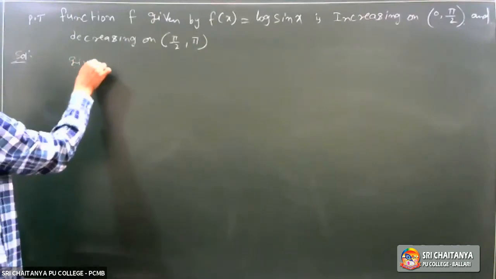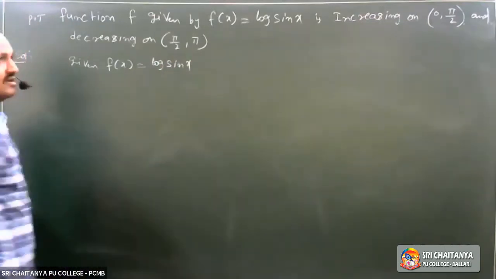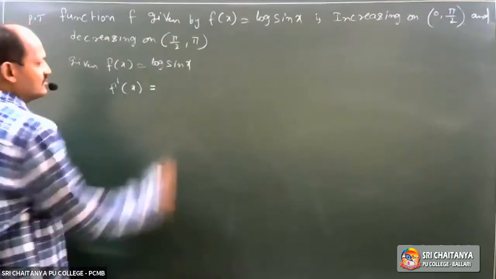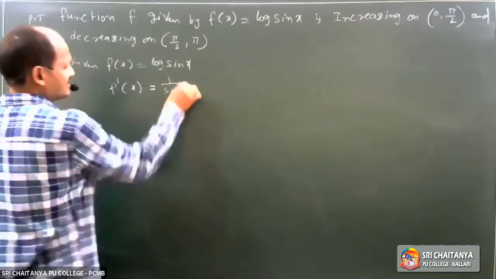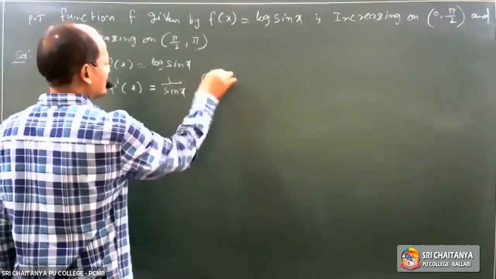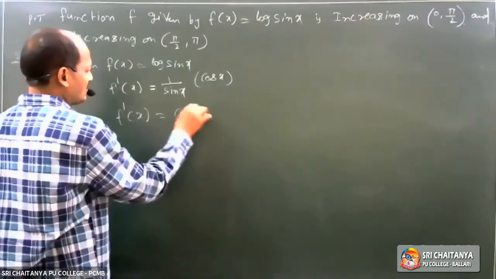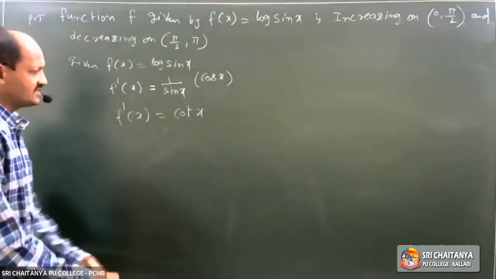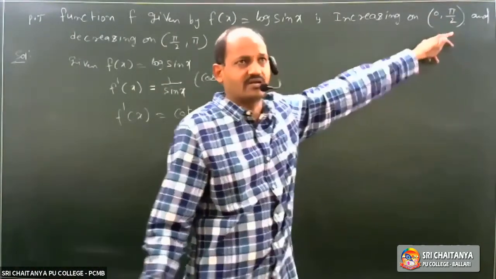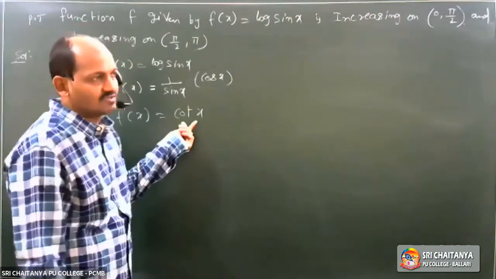Given the function is log of sin x. Derivative of log of sin x is 1 by sin x into the derivative of sin x, that is cos x. So clearly f dash of x is equal to cot x. Cot x is positive on 0 to pi by 2. It is the first quadrant, where all trigonometric functions are positive. So cot x is also positive.